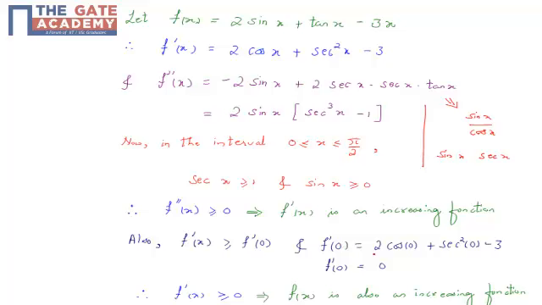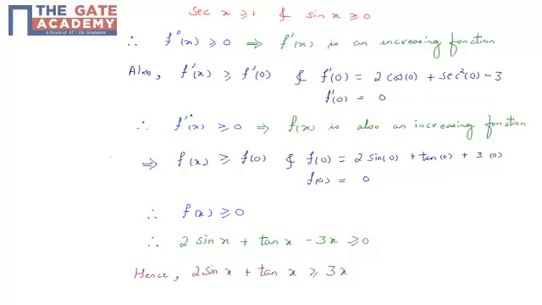Now we compute f dash of 0. Putting x equal to 0 in the f dash of x equation, we get f dash of 0 equal to 0. So f dash of x is always greater than or equal to 0. Hence my f of x is also an increasing function, which gives us the relation that f of x is always greater than or equal to f of 0, and f of 0 is 0. So f of x is always greater than or equal to 0.